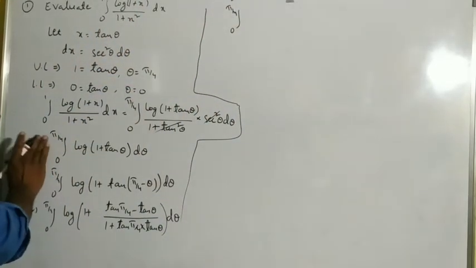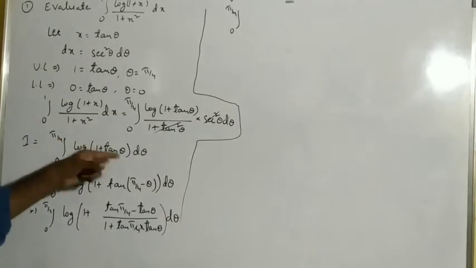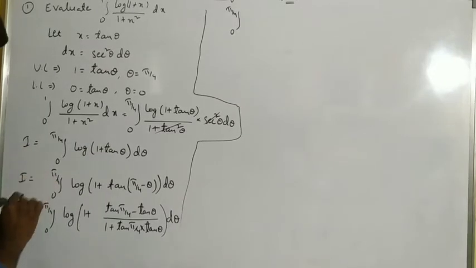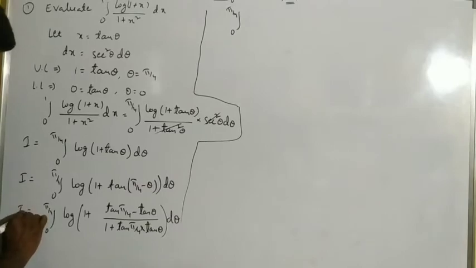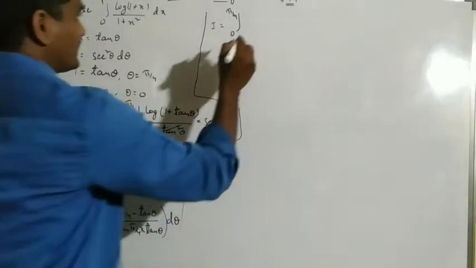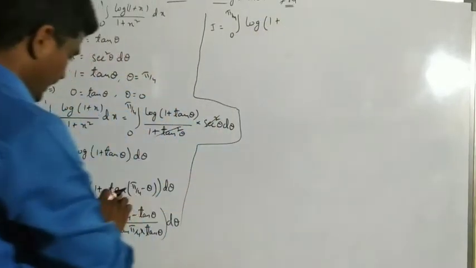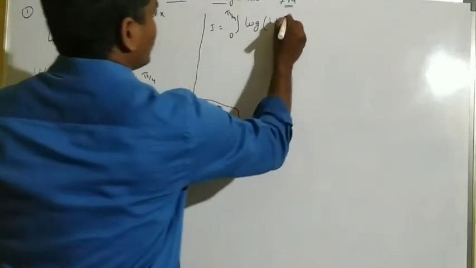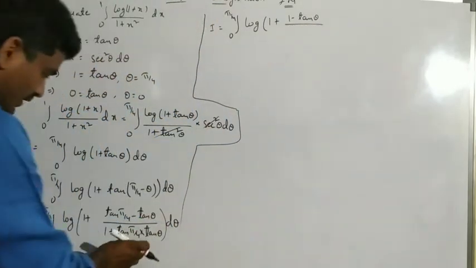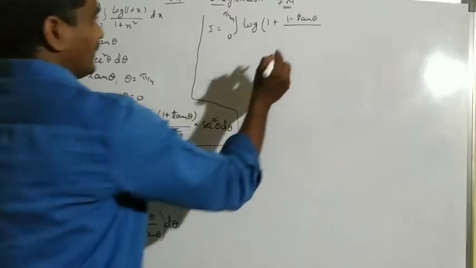Sorry, here we have to take this. I equals, I am going to write this one actually. I equals log of 1 plus, and this value equals 1 minus tan theta by, and this becomes 1 into tan theta only. So 1 plus tan theta we can write here.